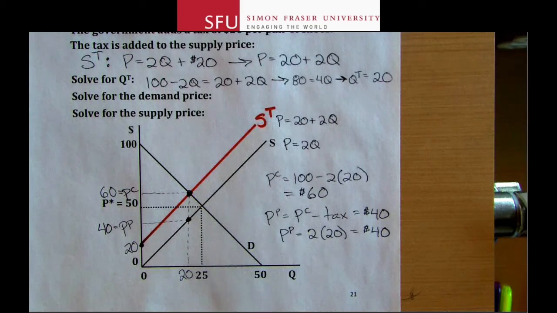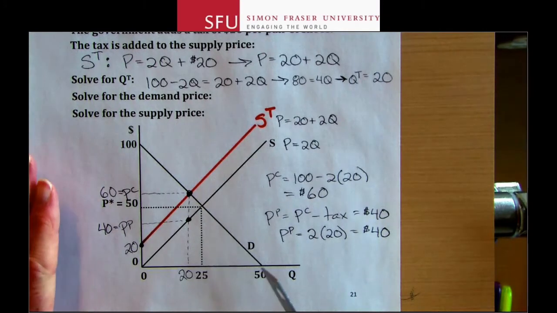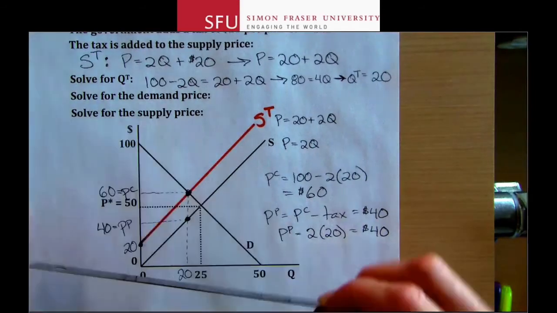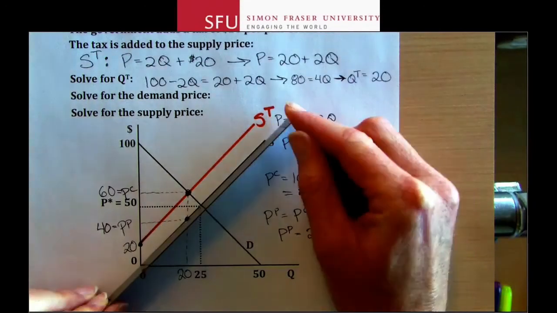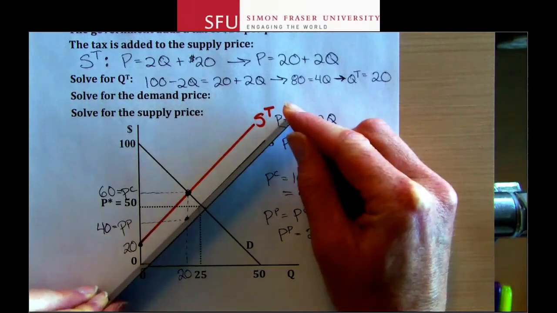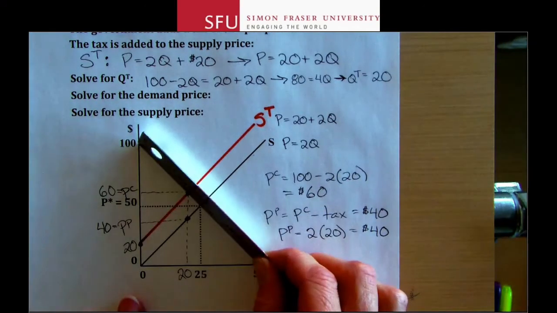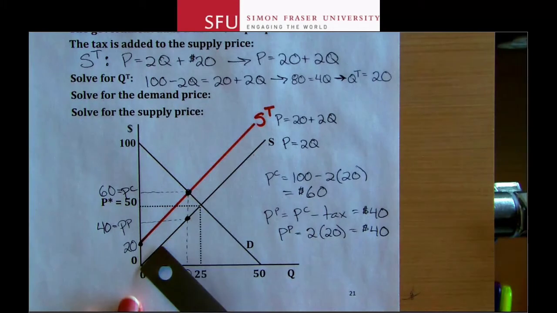But now let's talk about deadweight loss. So surplus is the net benefit that everybody gets. The demand curve measures the benefits. The supply curve, this one here, measures the cost of production. So the surplus is between the demand curve and the supply curve.